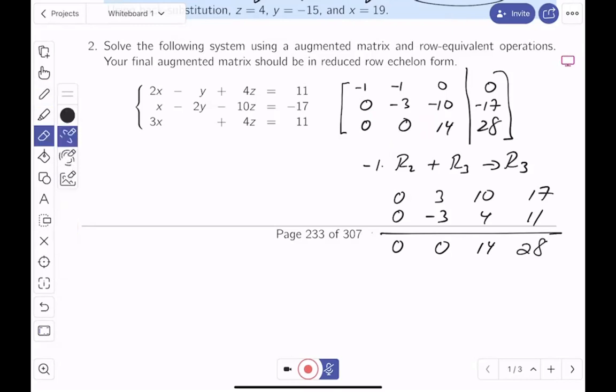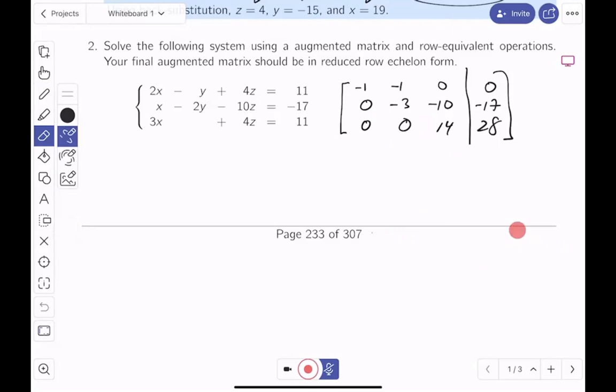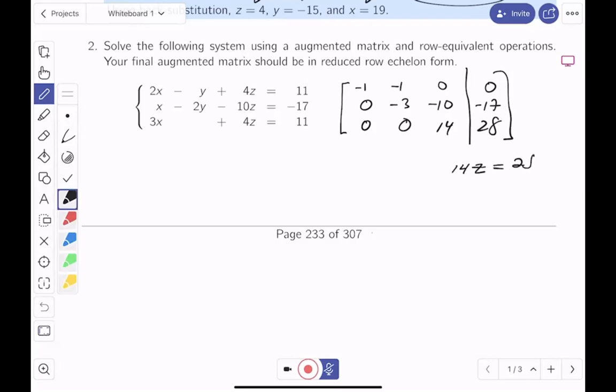I'm going to my eraser. Eraser's over here. I'm not saying I'm done yet, but I'm really close. All right. Now someone says, I could have done it quicker than that. And we're not saying you can't. You can. You're going to see things as you start to practice. But that last row looks really simple. What does it say? 14z equals 28, which means z is equal to 2.